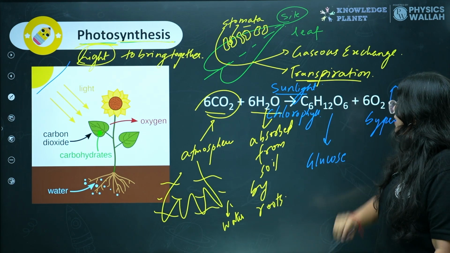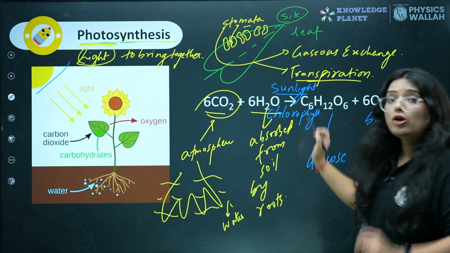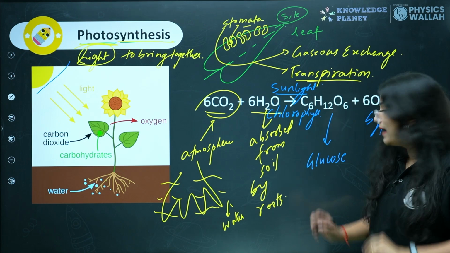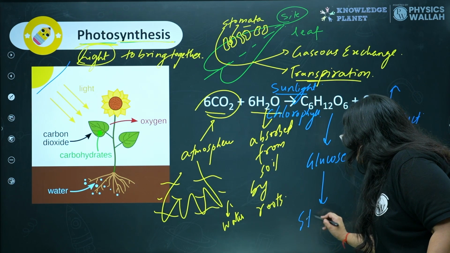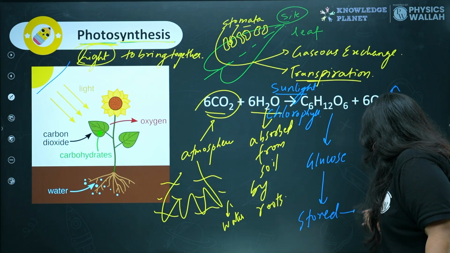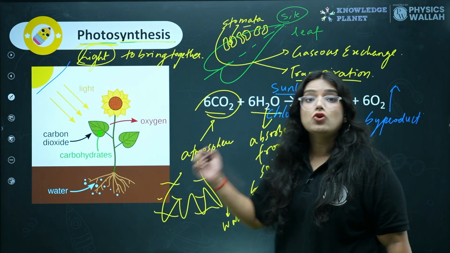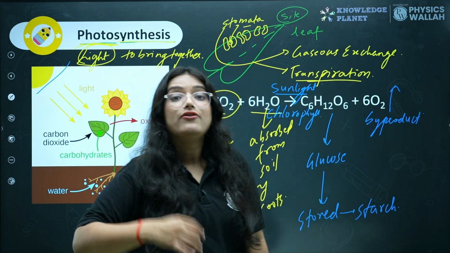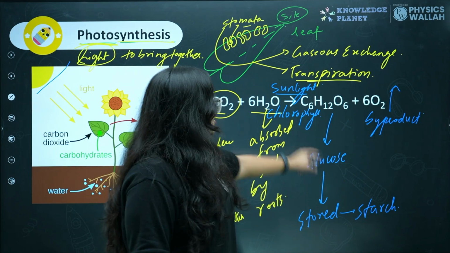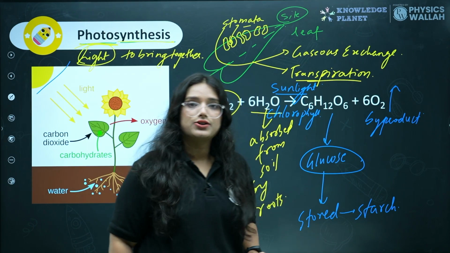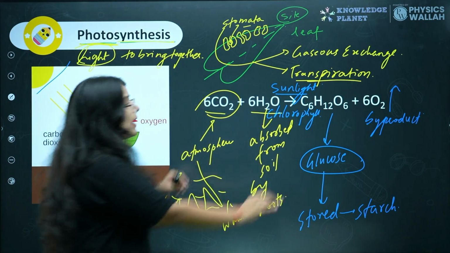Alright, now let's talk about that this food is formed in the form of glucose, but excess of glucose in the plant is stored in the form of starch. Okay, similarly in humans, excess of glucose is stored in the form of glycogen in our liver and muscle cells. Here this excess glucose is stored in the form of starch. Okay, so this was all about plants.